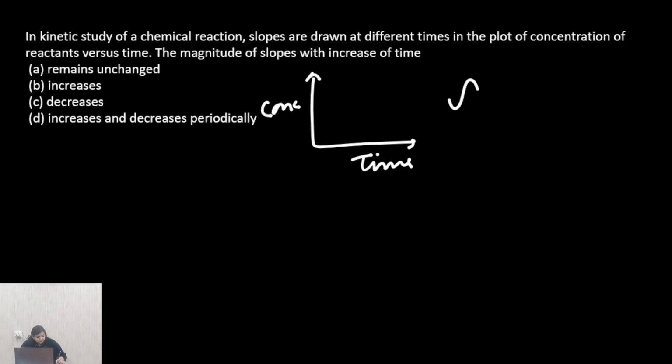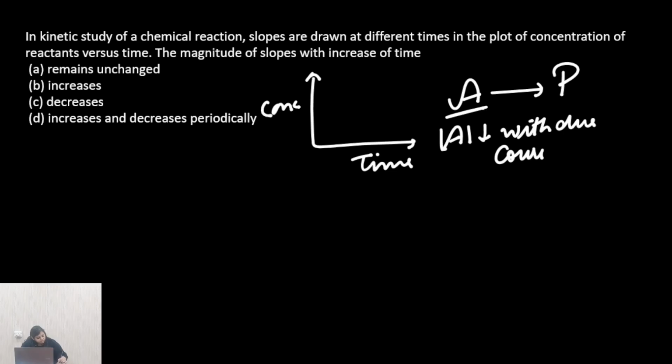So for any reaction, suppose A is being converted into the product B, with the due course of time this reactant's concentration is going to decrease. That means A's concentration decreases with the due course of time. And due to that, if you draw a plot for concentration versus time, the magnitude of the slope, which represents the change that is occurring, that too decreases with the due course of time. The reason is this one. Okay, so the answer will be option C in this case.